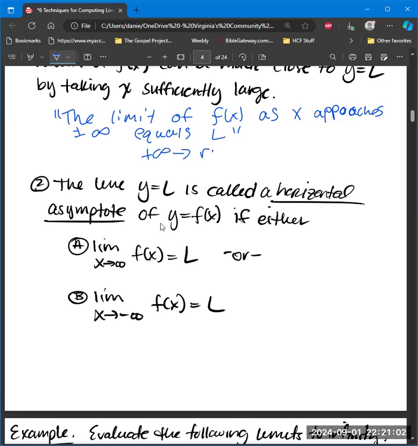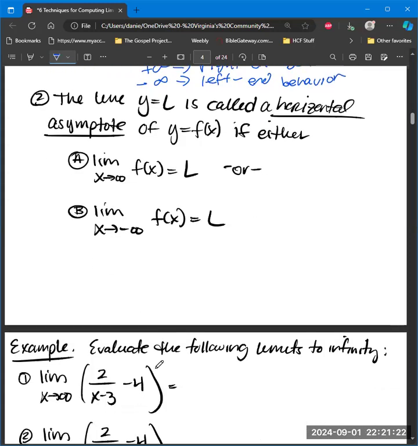If we're approaching positive infinity, we're going to talk about right end behavior of the graph. If we are talking about negative infinity, we're talking about left end behavior of the graph. So the line y equals L is called a horizontal asymptote of y equals f of x if either limit as x goes to infinity of f of x equals L or limit as x goes to negative infinity of f of x equals L.